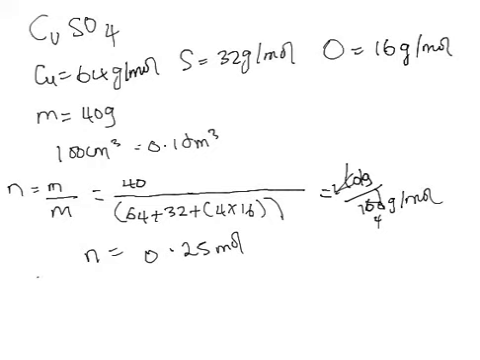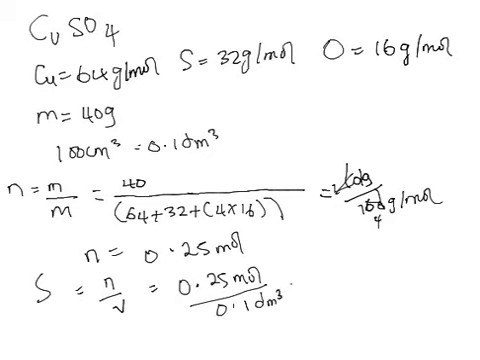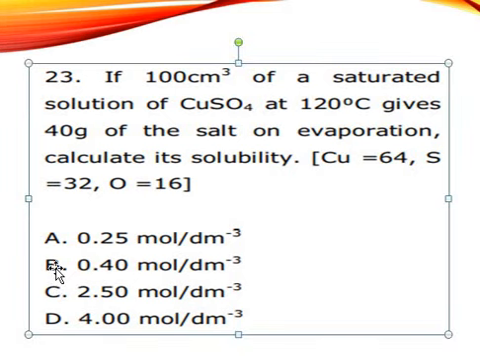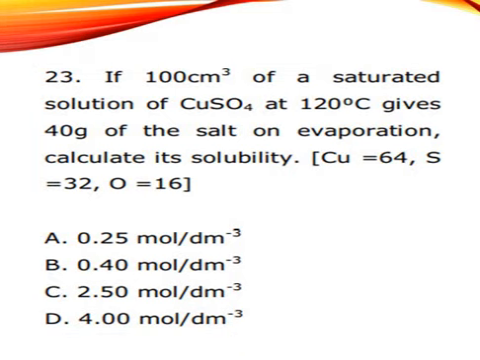Now your solubility is going to be equal to n over your V, which is your volume in dm³. That's 0.25 mole divided by 0.1 dm³. And when you divide this, it will give you 2.5 mole per dm³. You now head off to your options and select the correct one. That's C, 2.5 mole per dm³.